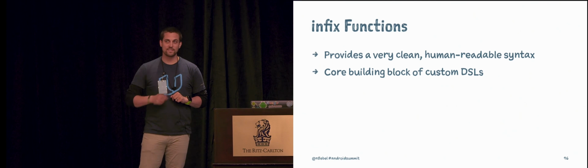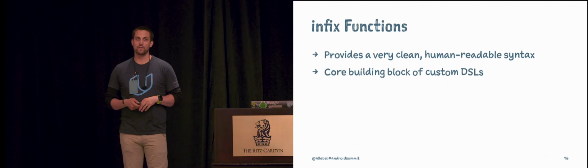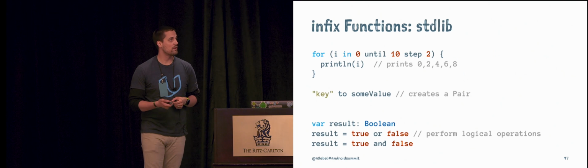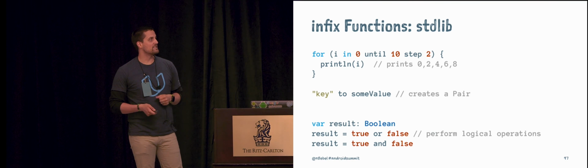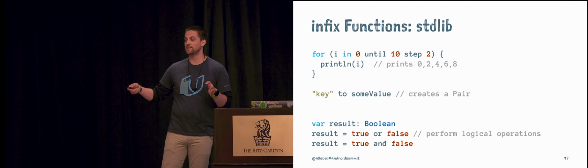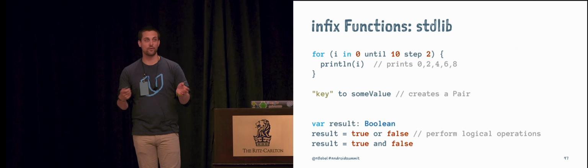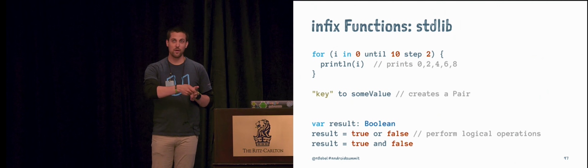And so infix is really convenient if you're thinking about building DSLs, for example. It's also built into the standard library. So in this top example here, we have for i in 0 until 10. until is an infix function that provides us an int range. And then step is another infix function that tells us how to step over that range. So i in 0 until 10 step 2 reads much nicer than it would using the parentheses and dot syntax that we're used to.